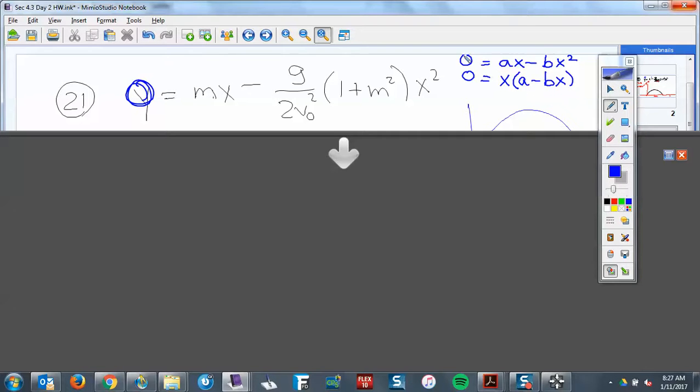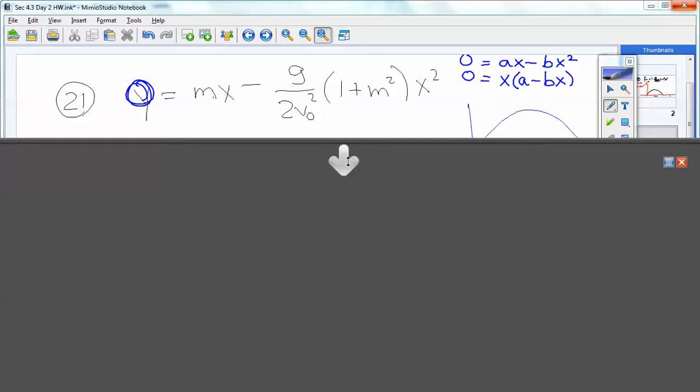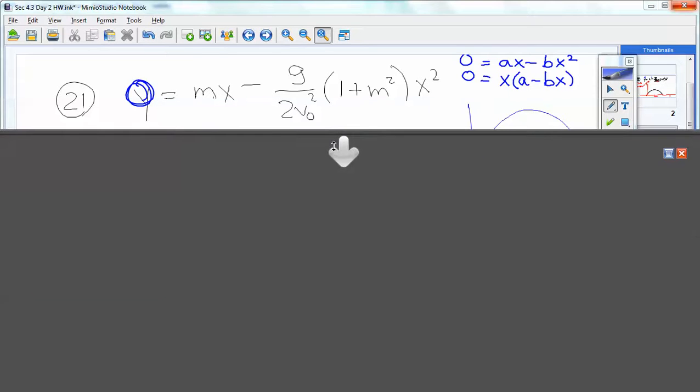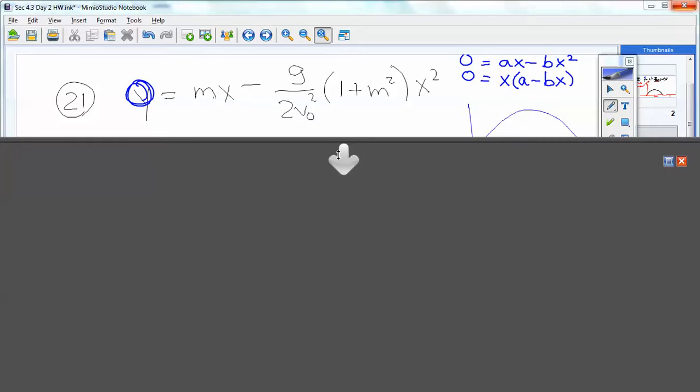You don't want to add this over, because then you end up dividing by x, and that's bad. You don't want to divide by x, okay, because you might be dividing by 0. So we want to factor out an x. So, oh, I divided over. I added it over. Well, okay, let me show you one.